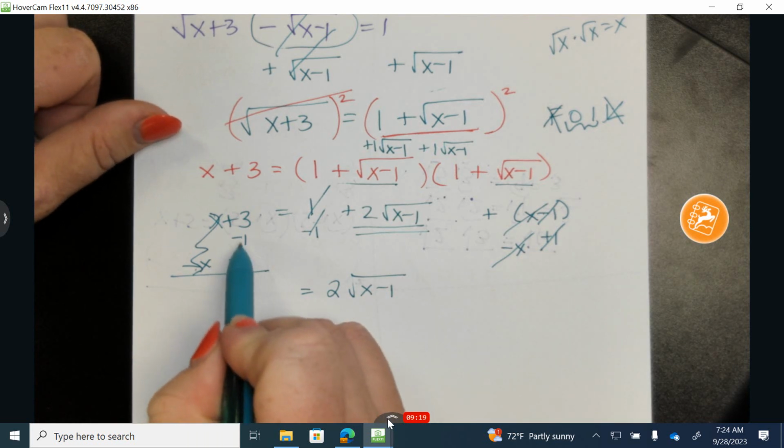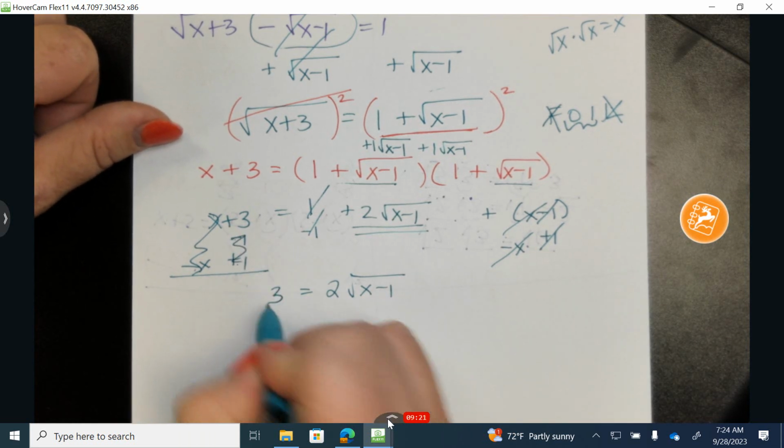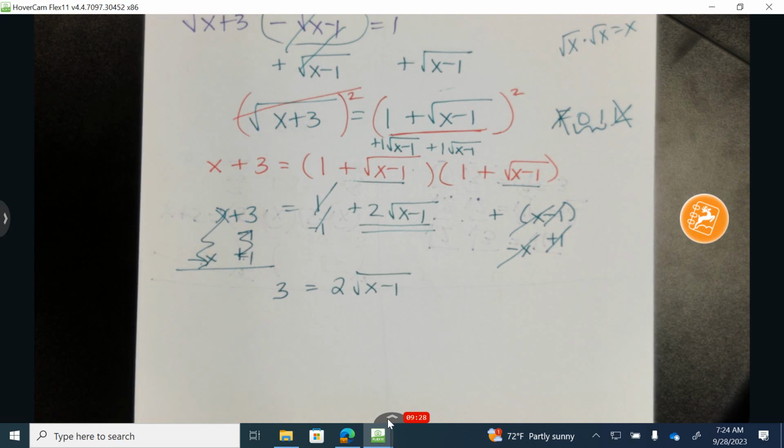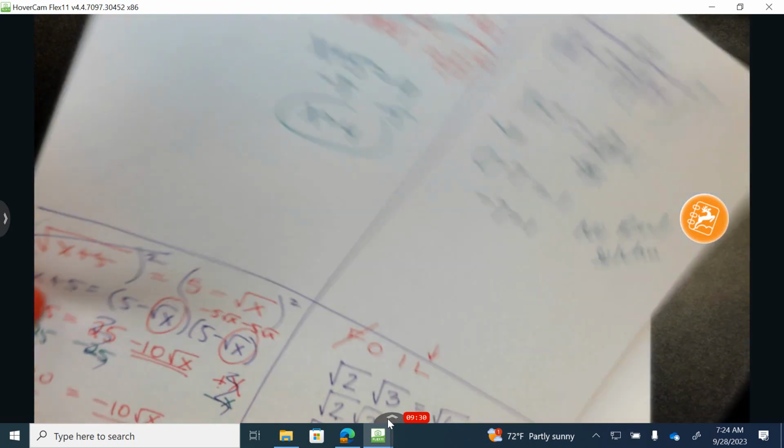And negative 1 and positive 1 cancel. The only thing I'm left with is 3. Now on the last problem we did, we had a 10 and a 20. I'm going to flip back so you can see that.